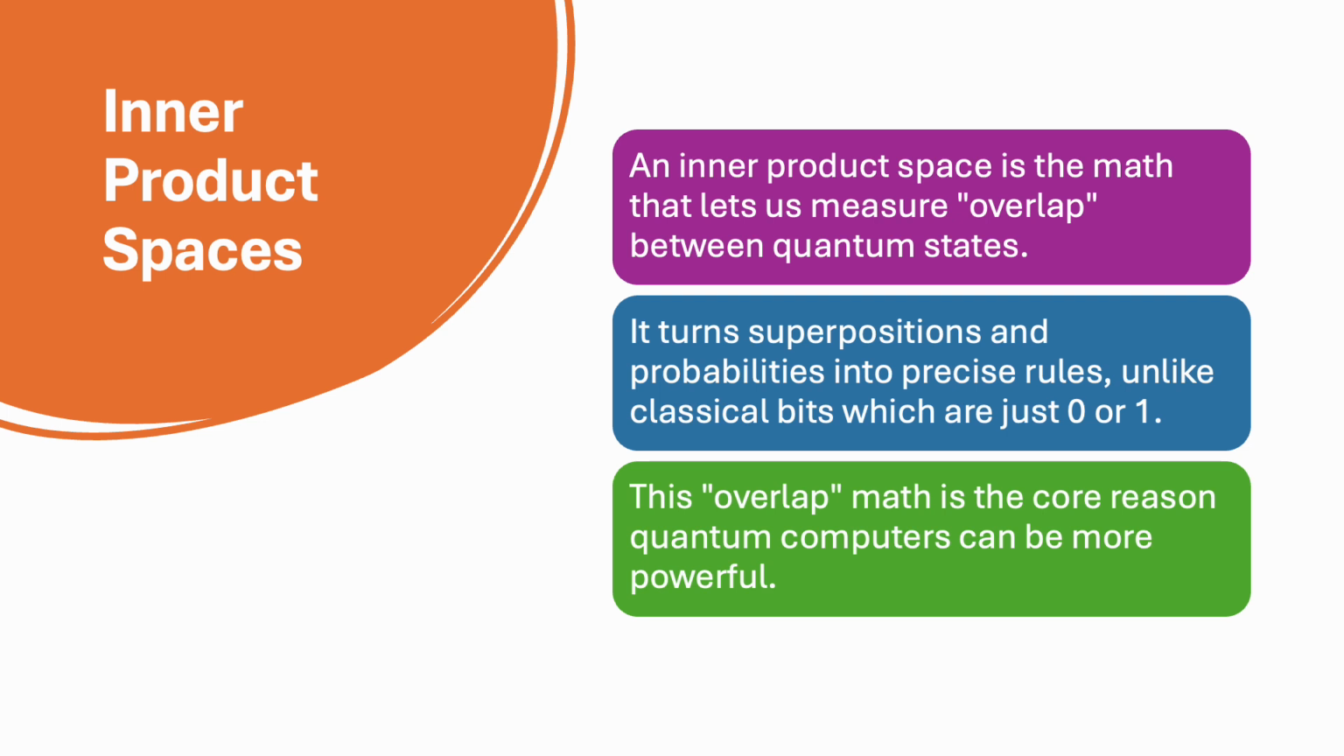So this is something that we are going to do hands-on in our upcoming classes. As mentioned on the slide, an inner product space is the math that lets us measure overlap between quantum states. It turns superposition and probabilities into precise rules, unlike classical bits, which are just 0 or 1. This overlap math is the core reason quantum computers can be more powerful.